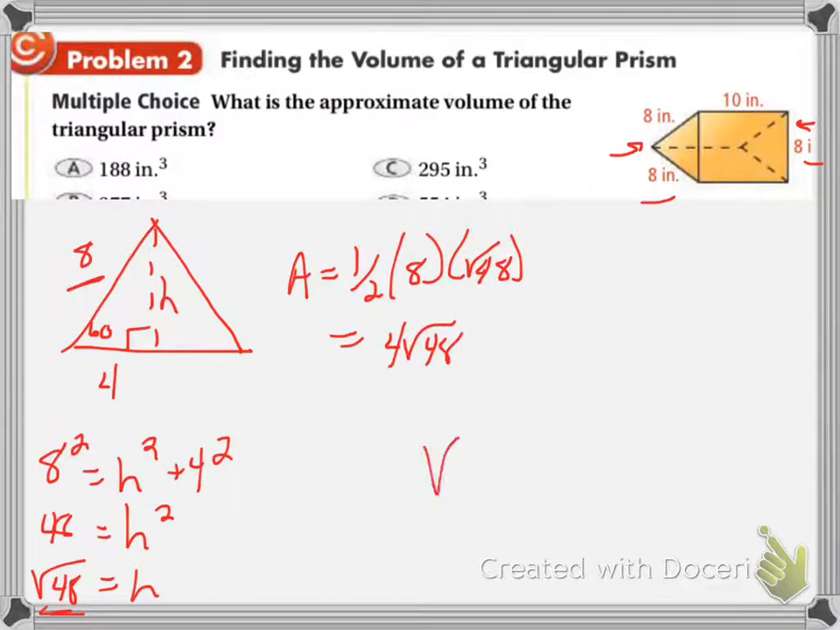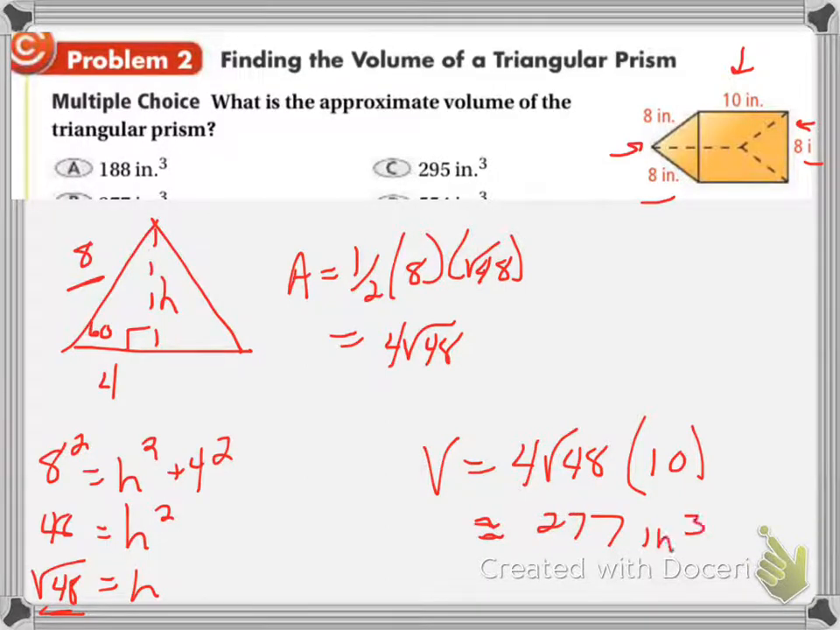Why? Because our volume is the area of the base, which we found as 4 radical 48, times our height, which in this case is going to be 10, because that's represented by this right there. Okay, so again, punch that all in my calculator, and you get 277.128192, which is approximately 277. And again, we're finding volume, so it's inches cubed.